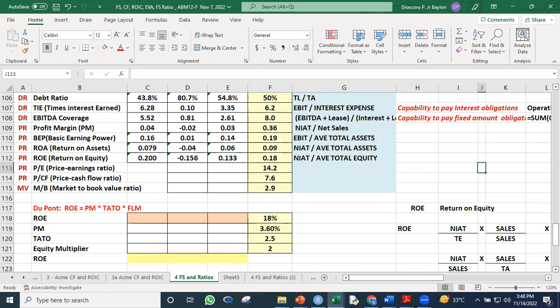Okay, so anong ibig sabihin? Interpretation? For every 1 peso of asset invested by the company, it earned around 8 centavos of profit. 8 centavos yung profit na na-earn sa bawat piso ng total assets. Tapos sa bawat piso ng equity na pinrovide ng shareholders, the company earned around 20 centavos. And sabi ko nga mas mataas yung ROE kasi mas maliit yung equity kaysa total assets.